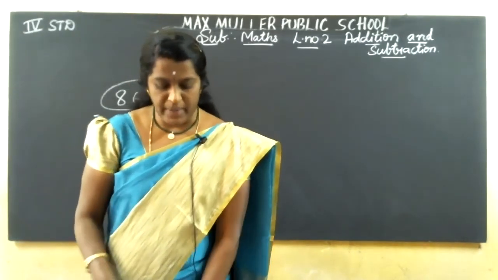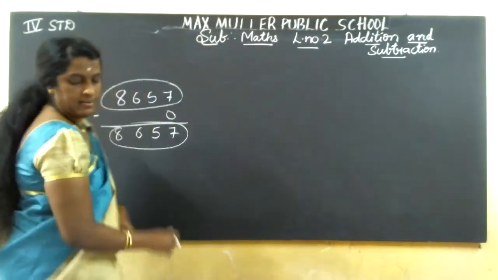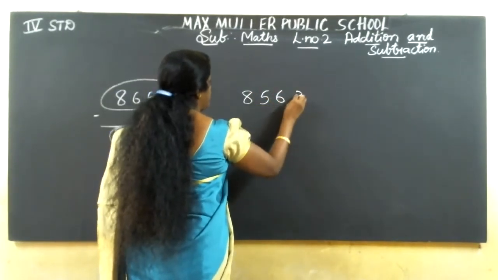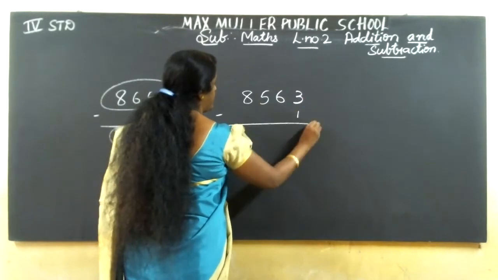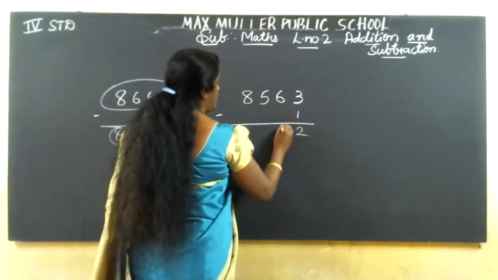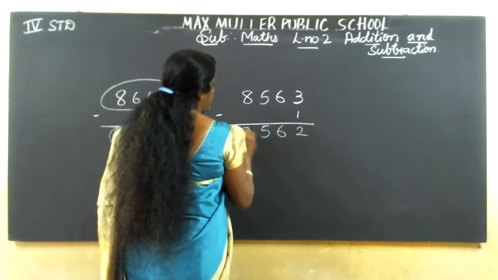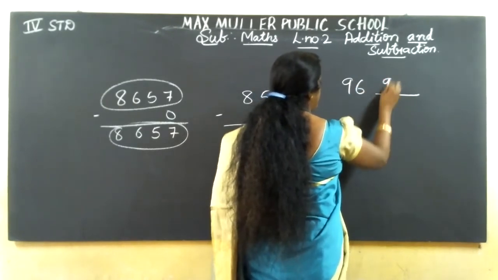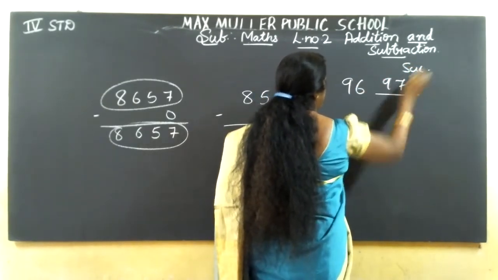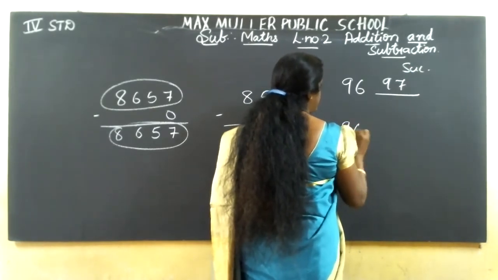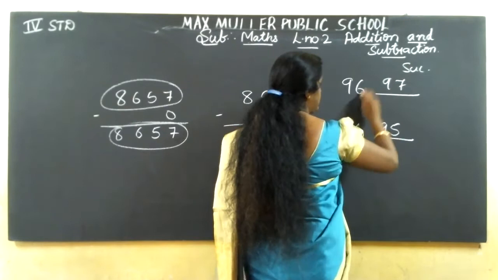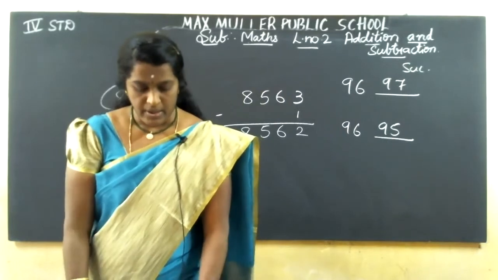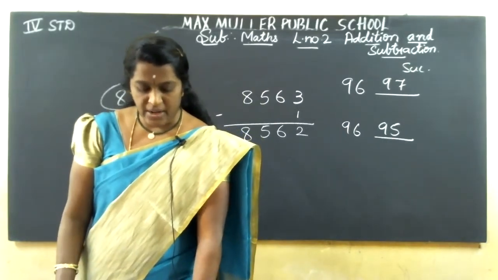When 1 is subtracted from any number, we get the predecessor. Here 8, 5, 6, 3 minus 1: 3, cut one finger, 2, so 6, 5, 8 2. What I told, successor: here 96, successor is 97, the number after. Predecessor means 95, the number before. Successor is after the number, and predecessor is before the number.